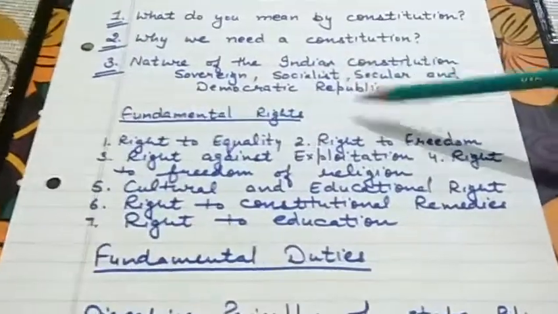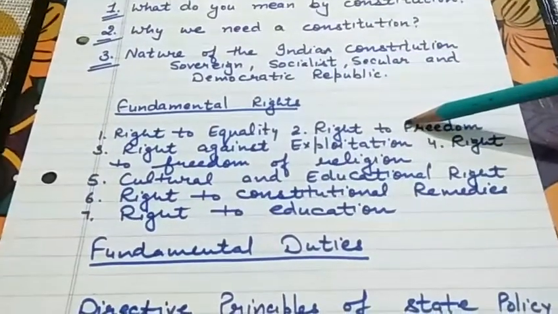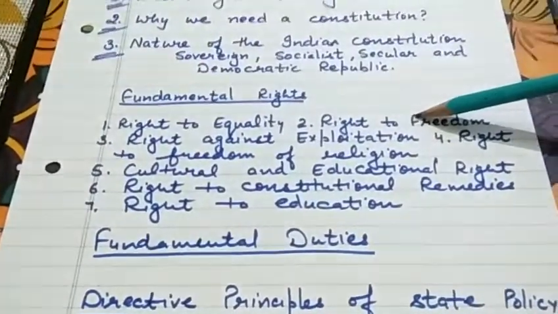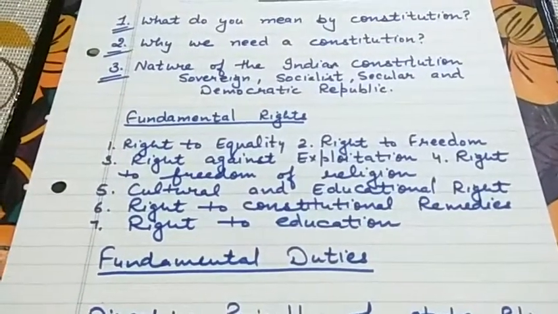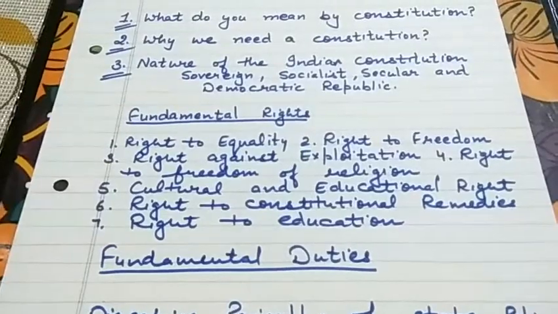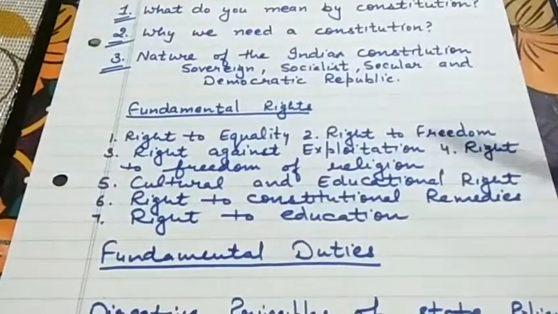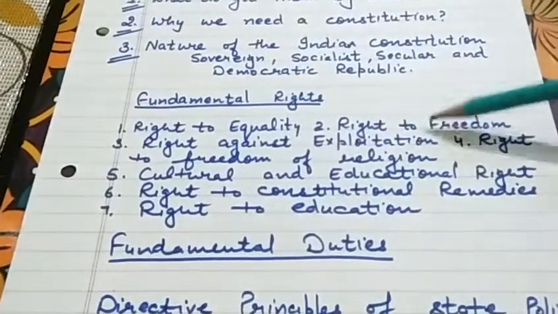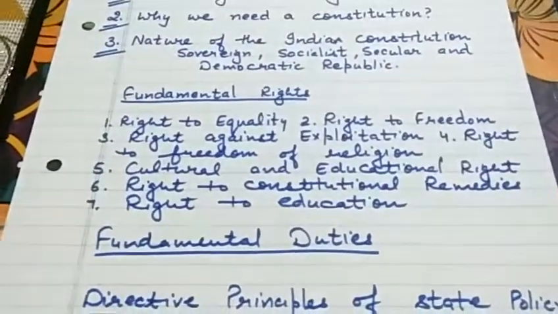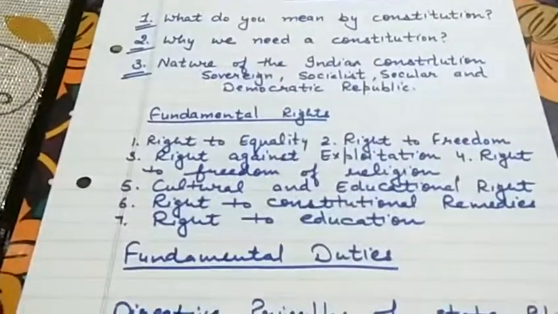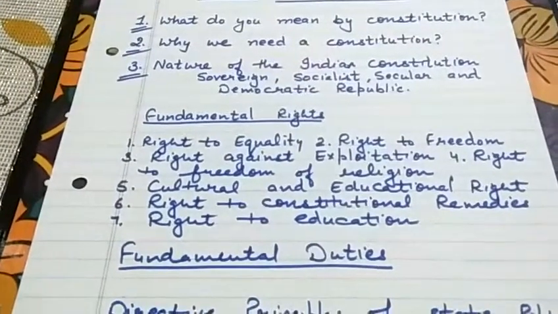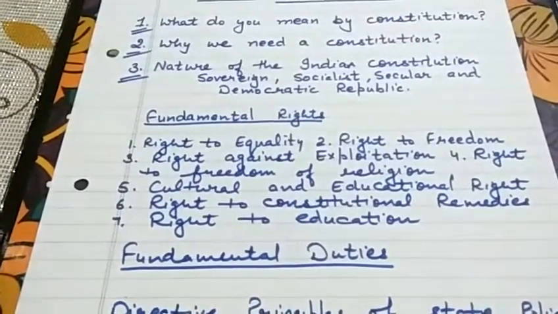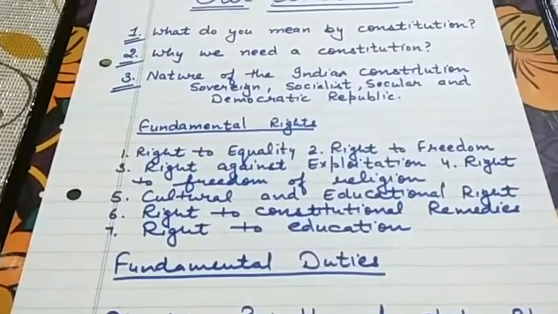Next is right to freedom. Here, every citizen of India is free to speak and express his or her views. Next fundamental right is right against exploitation. Students, exploitation means to be misused. According to this right, no one can misuse others.